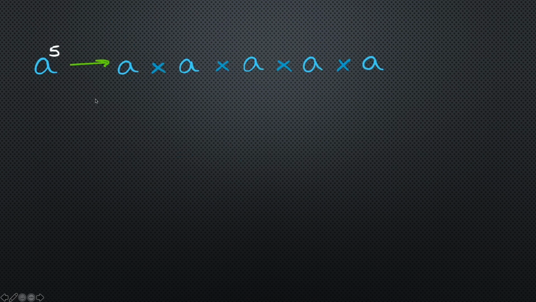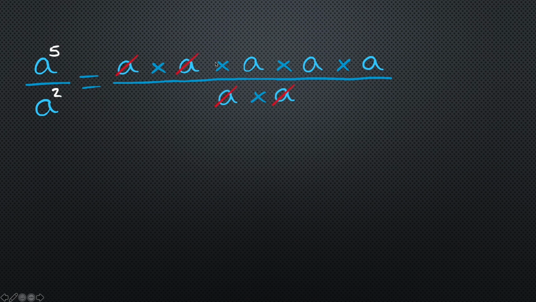Now, a to the power of 5, we know is just a times a times a times a times a. a to the power of 2 is just a times a. And then when we divide these, we know from fractions that we can cancel. So 2 a's from the bottom would cancel with 2 a's from the top, leaving us with 3 a's on the top, giving us our answer of a to the power of 3. So that is how rule 4 works.